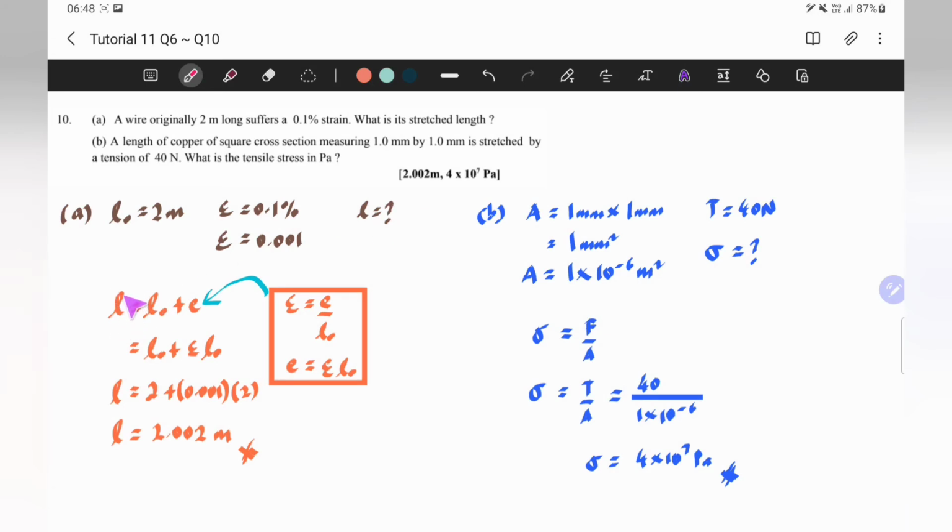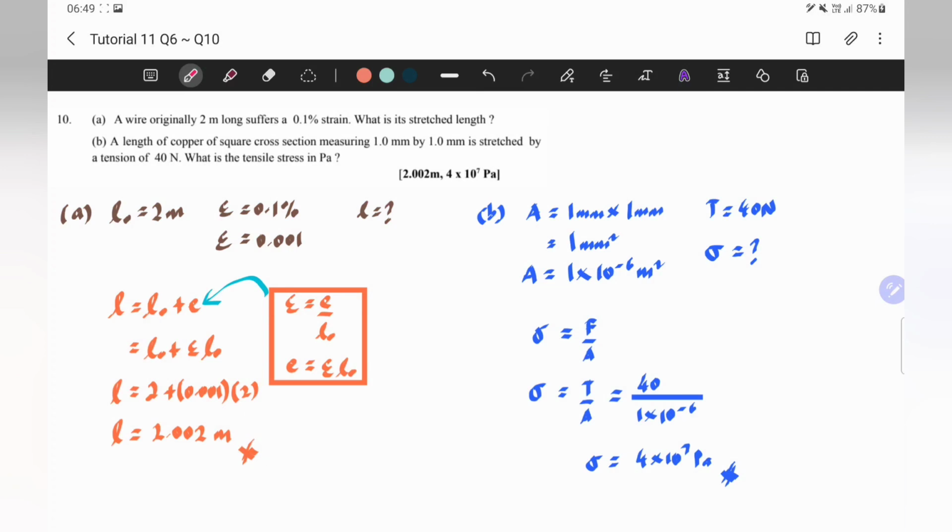Total length equals original length plus the elongation, where from the equation of strain, which is the ratio between elongation and original length, the elongation equals strain multiplied by the original length. Substitute it into this equation. Original length is 2, strain is 0.001, and L naught again equals 2, giving you the total length after the stretch, which is 2.002 meters.